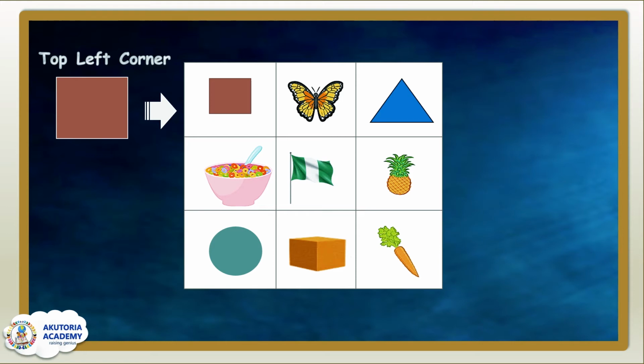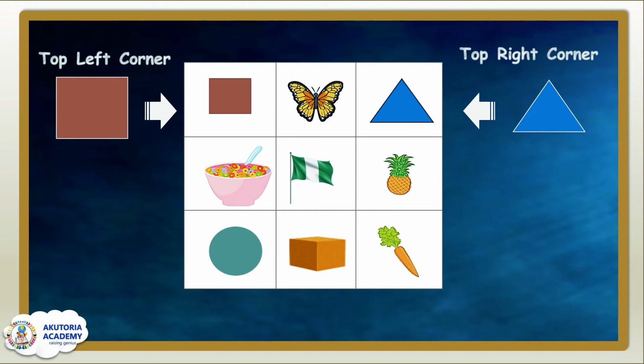Now, it's also not at the middle, but it's at the top, and it's towards the right hand side, so it's occupying the top right corner. The triangle is occupying the top right corner in the grid.